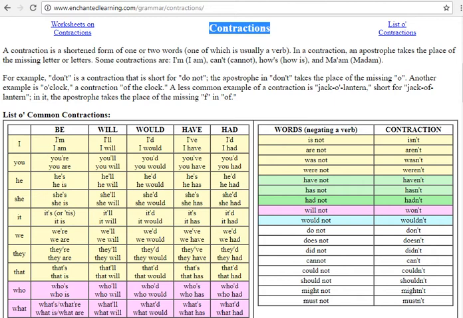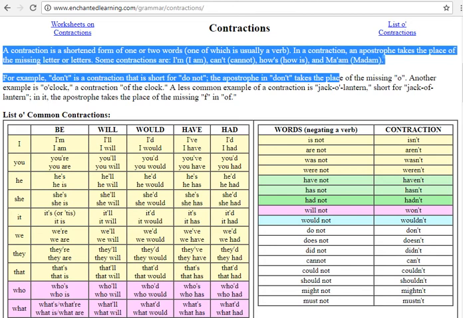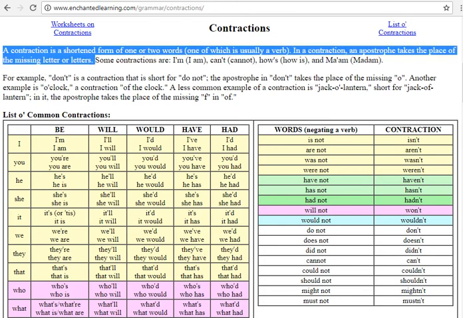Let's read what the author of this text has to say, and then look over the different tables or different graphs that they have of the information. A contraction is a shortened form of one or two words, one of which is usually a verb. In a contraction, an apostrophe takes the place of the missing letter or letters.